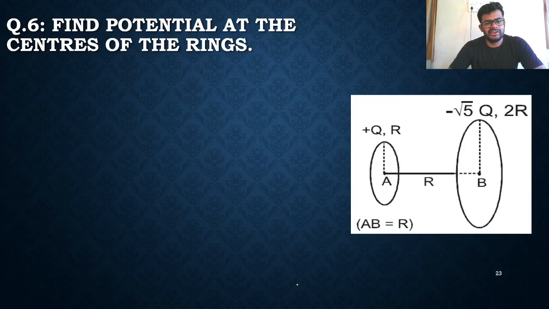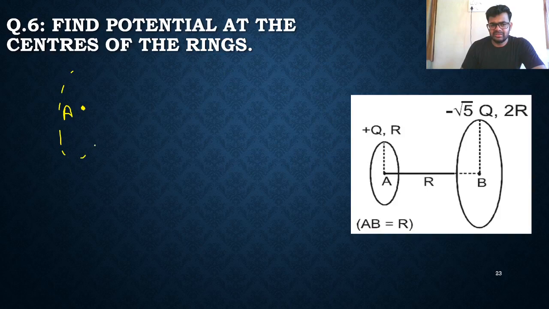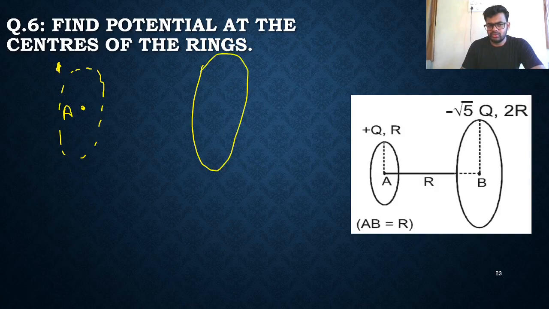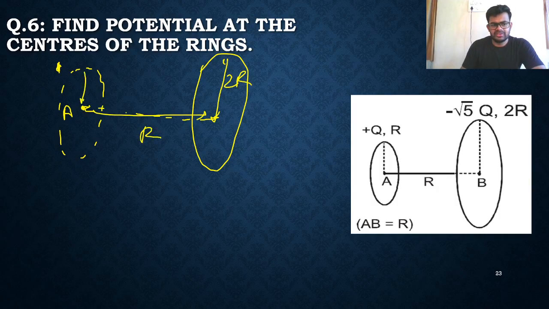Now questions are there in front of you. Find the potential at the centers of the ring. So I am talking about the potential at the center of the ring. At first I will take point A. There is a ring 1, and here is ring number 2. So there are two rings. Simply speaking, the radius of the big ring is 2r. This distance is r, and this is also r. At point A we need to find the potential.